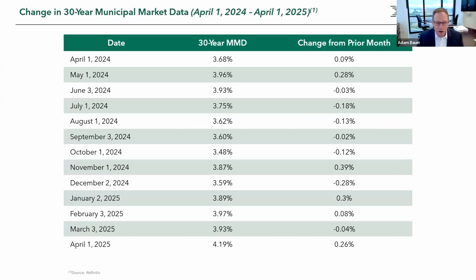Now, this is our AAA MMD, and we're looking at the 30-year maturity. If you see a month there, the activity happened the prior month. So in March, you can see we went from 3.93 to 4.19. Everything was calm because all this data was taken into consideration before Liberation Day, which was April 2nd.